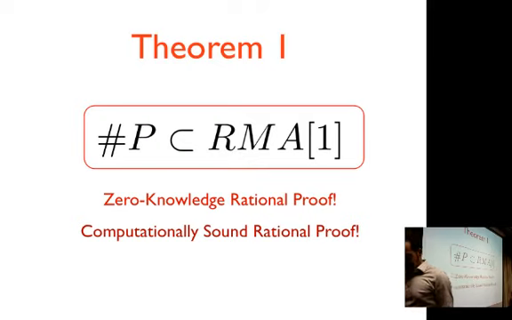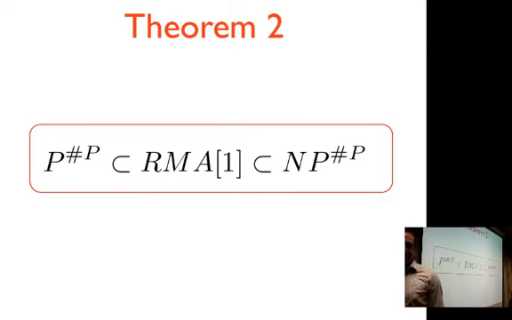So that's our simplest rational proof. Here's where the actual fun starts. We have a second theorem, and we put this corollary as part of the second theorem for the presentation, that you can do P to the sharp P, that's immediate. At this P to the sharp P, with one query to sharp P.